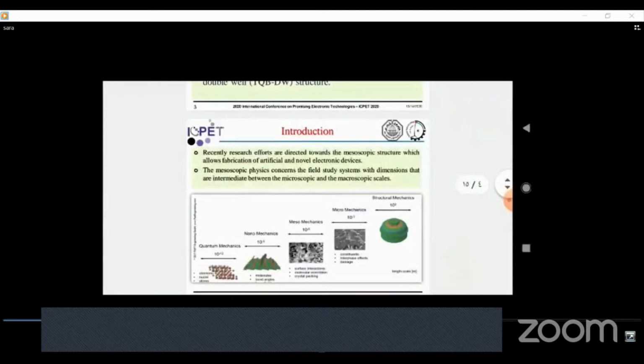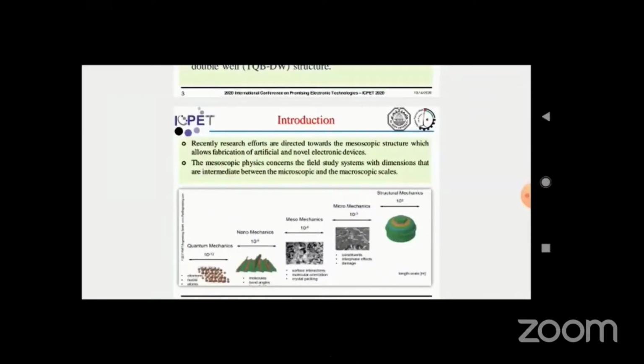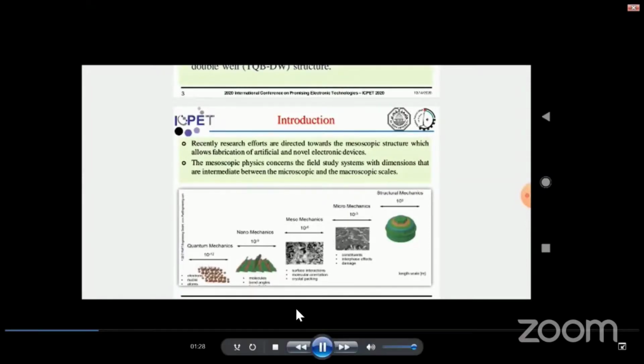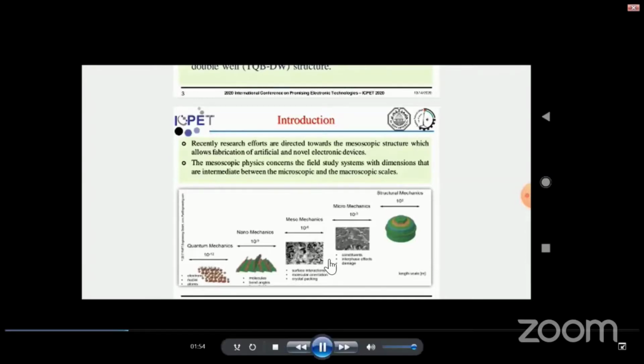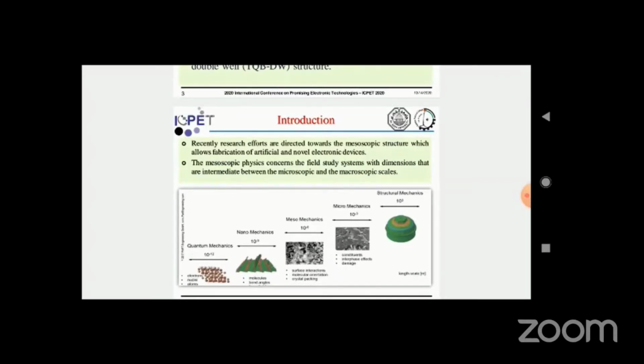Introduction. First, what are mesoscopic devices? Mesoscopic scale, or mesoscopic physics, is the scale which is intermediate between the microscopic and macroscopic scales. Recently, research efforts are directed toward mesoscopic structures, which allow fabrication of artificial and novel electronic devices. This motivation is based on current and future applications in various technologies at the electron scale, such as electron optics, photonic band crystals, electronic devices, and so on.